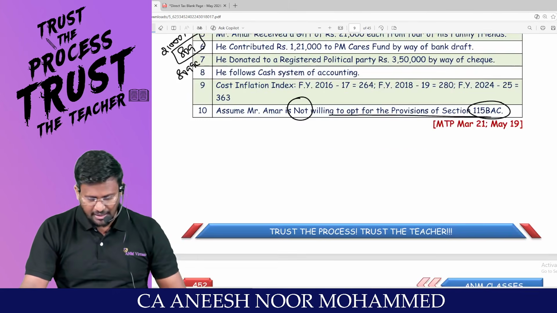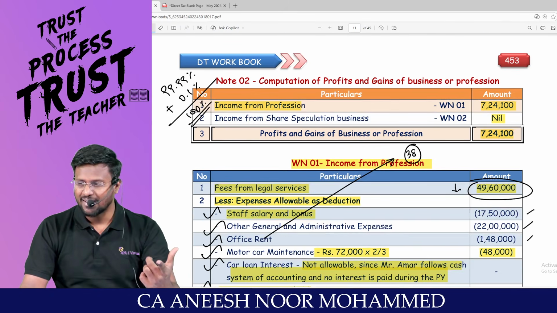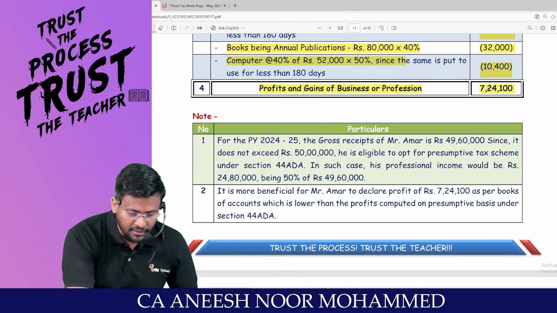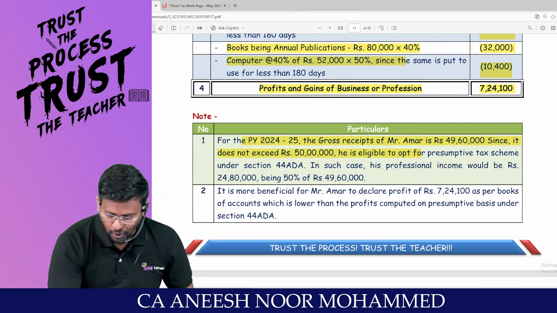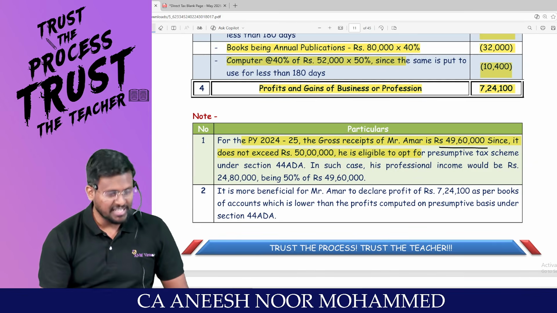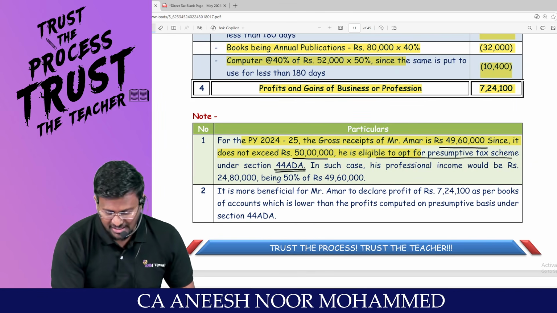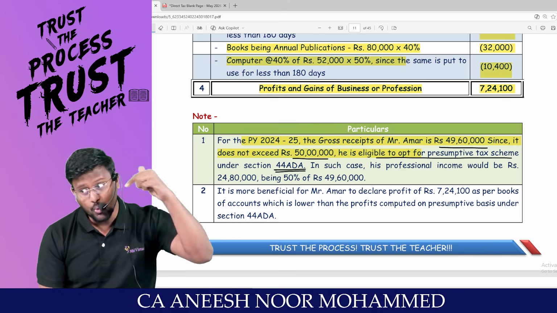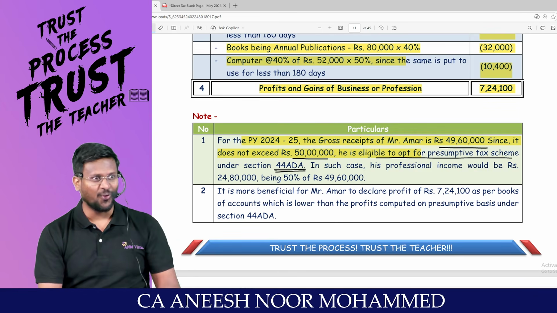And you tell me, my dear lovable students, you have to inform the valuer, sir, for the previous year 24-25, gross receipts of Amar is 49,60,000. Since it does not exceed 50 lakh, he is eligible to opt for the presumptive taxation scheme under 44ADA. That was the question's highlight. He was an advocate. So advocate means law. So, sir, law, medicine.